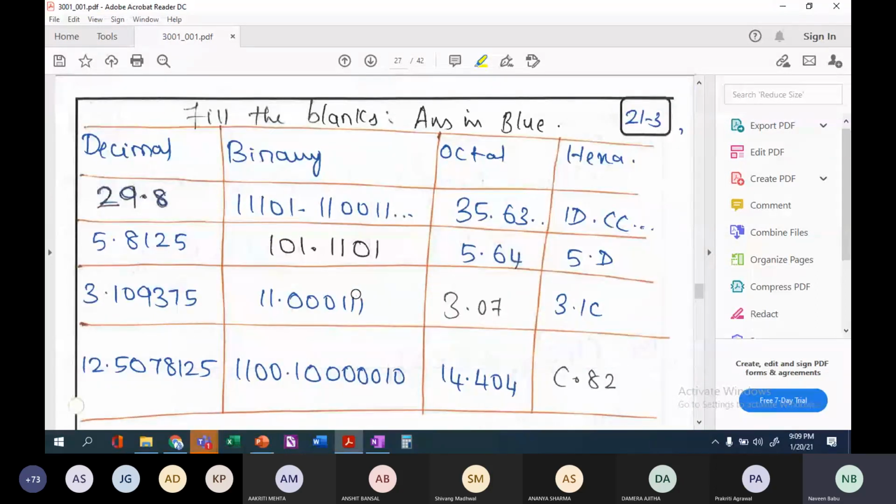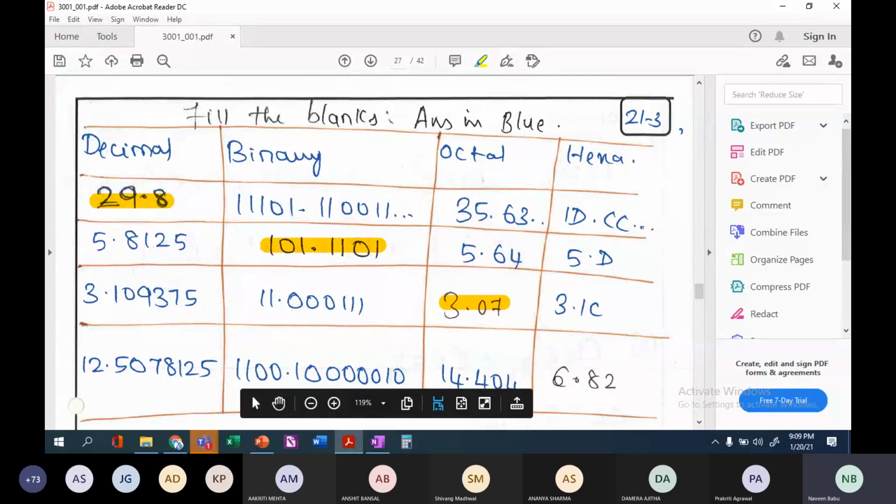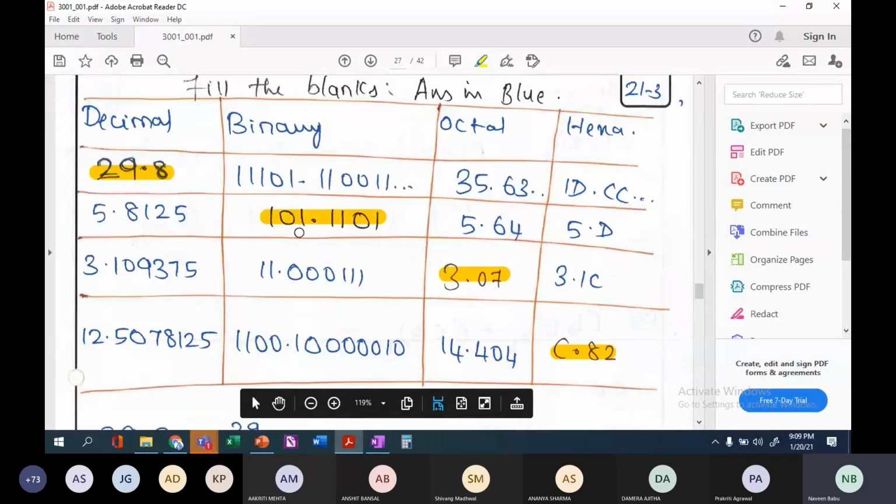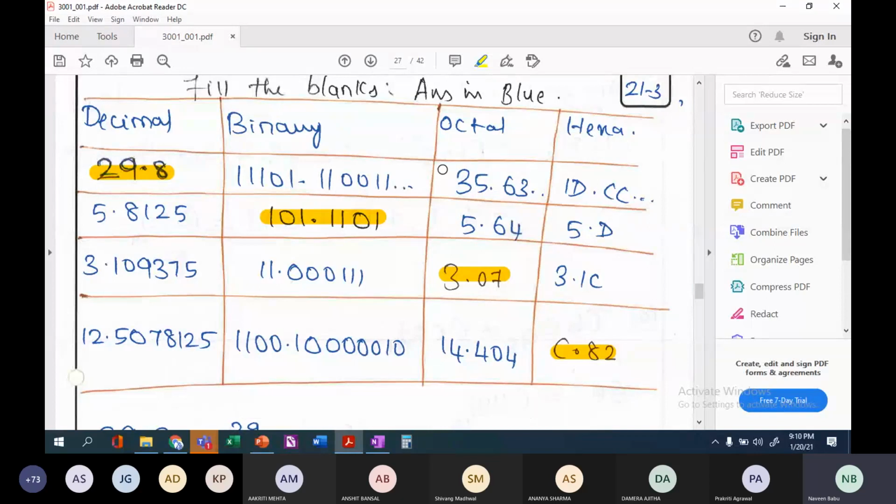So again, one more example here. The answers are in blue. So these are the questions. Since the solution is already there, I can quickly go through it. So how do you represent a decimal value into a binary, octal, and hexadecimal? So decimal to binary: for this 29, you can use the positional weights, and for 0.8, you will keep on multiplying it with 2, and you will get the coefficients.